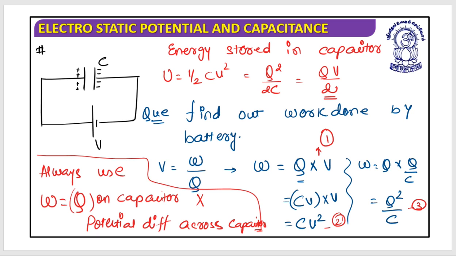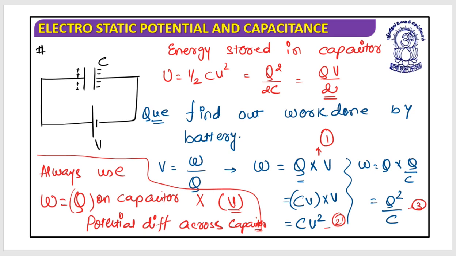This will always lead you on a correct path. Yes, always use work done is equal to Q multiplied by V. Q is the charge on the capacitor and V is the potential difference applied across the capacitor.